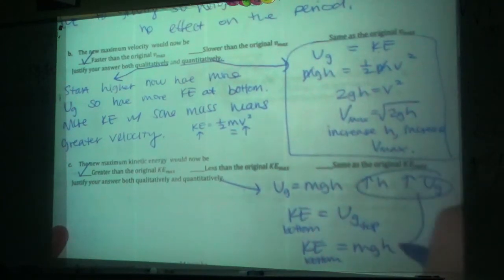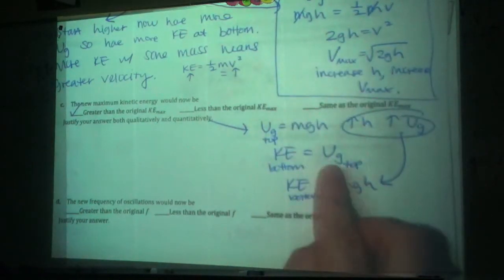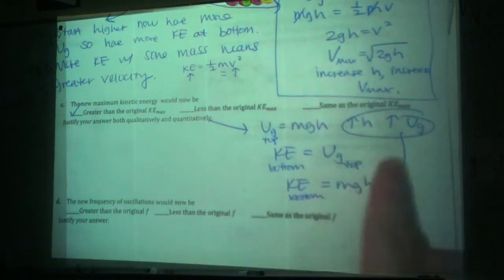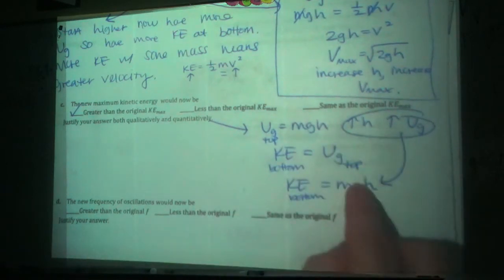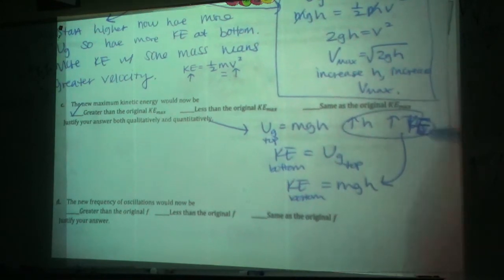That's probably where you want to write those relationships, because this is the potential energy at the top, and the kinetic energy at the bottom just comes from the potential at the top. At the bottom you have no potential, at the top you have no kinetic, and that means your kinetic energy at the bottom is just the mgh. And if you increase h, you would then increase the kinetic energy. Sorry, I should have done that at the end instead of from the beginning.